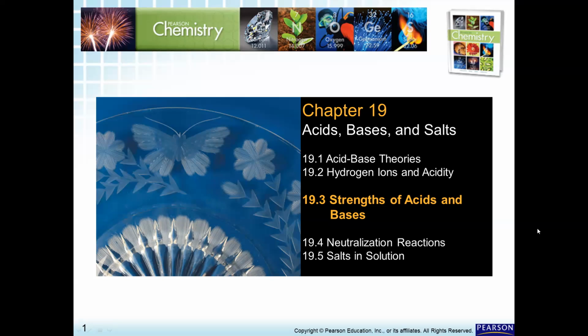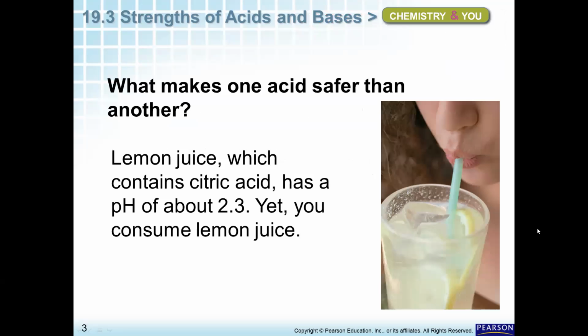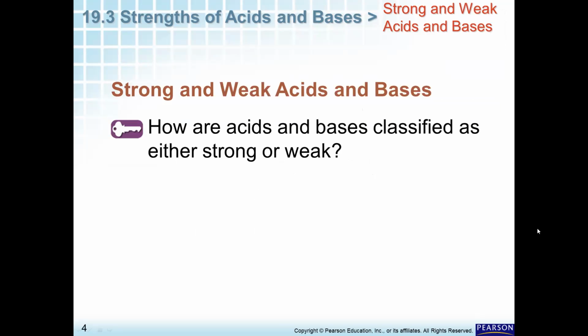All right, so we talked about the acid and base theories last time, and we explained that there are 3 of them. They are Arrhenius and the Brønsted-Lowry, and then we have also the Lewis acids and bases.